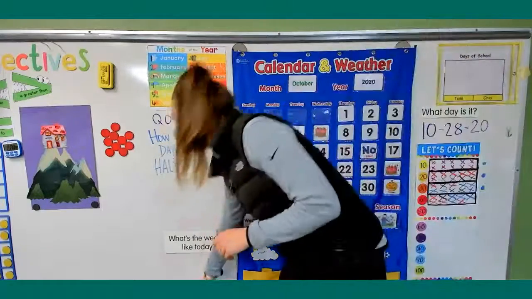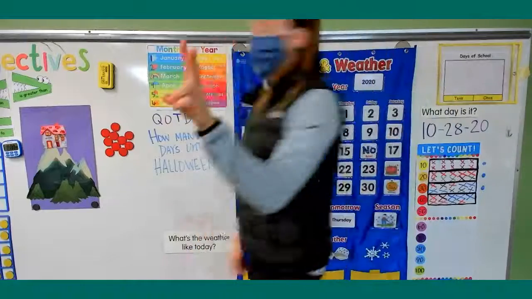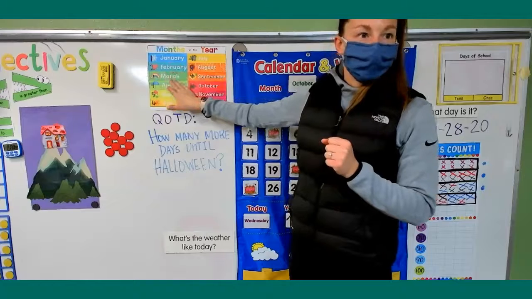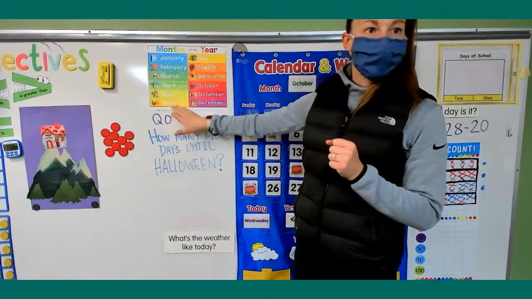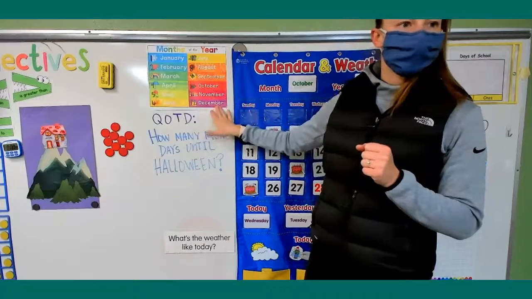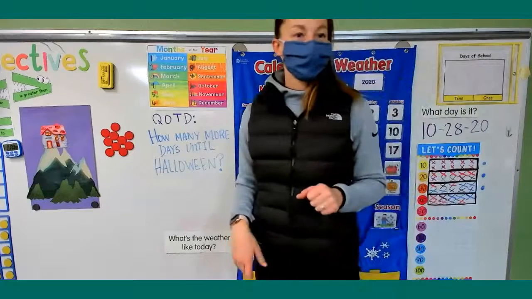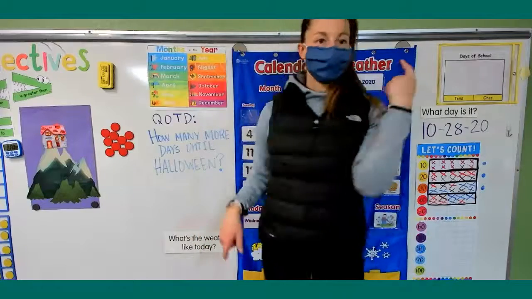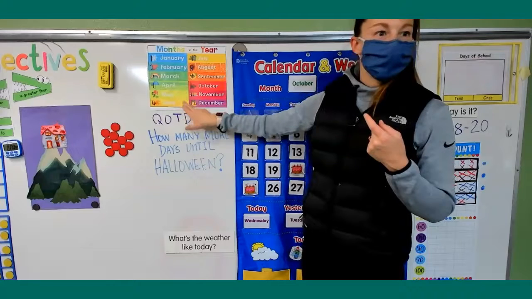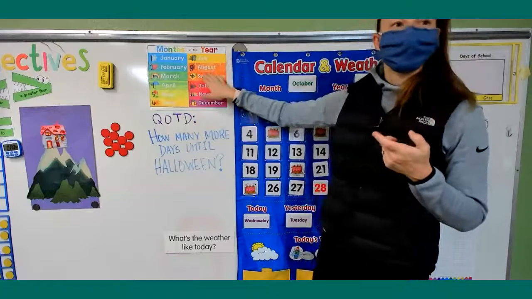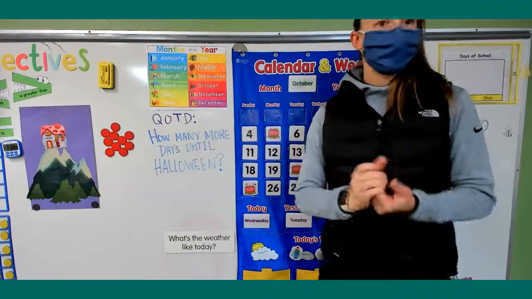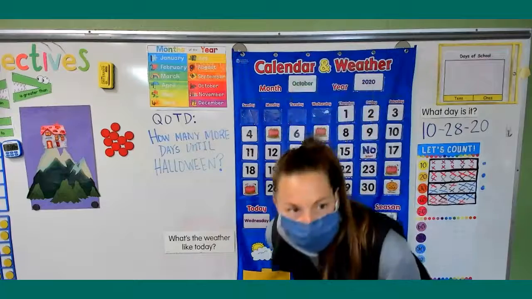Okay, months of the year song. Get your body stood up, because we're going to sing it two times through, and we're going to turn around. You ready? January, February, March, and April, May, June, July, and August, September, October, November. Those are the months of the year. And we all turn around. January, February, March, and April, May, June, July, and August, September, October, November, December. Those are the months of the year. And we all sit down.